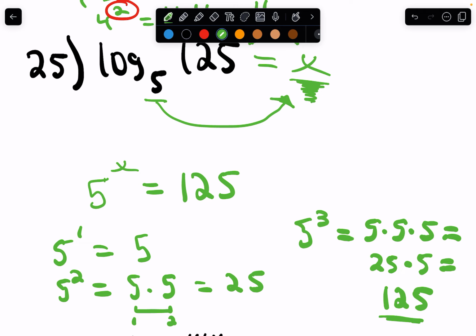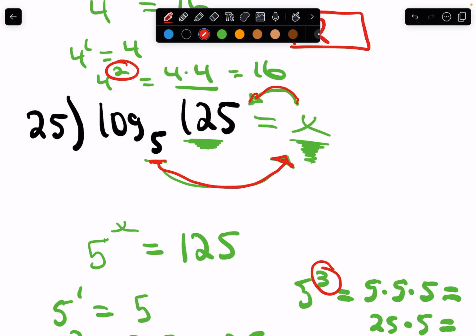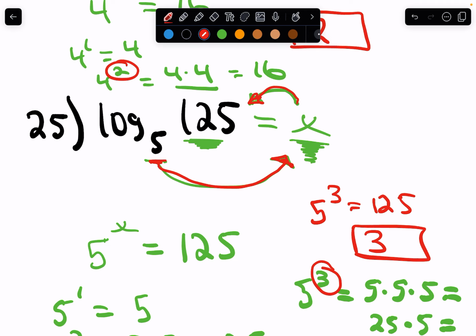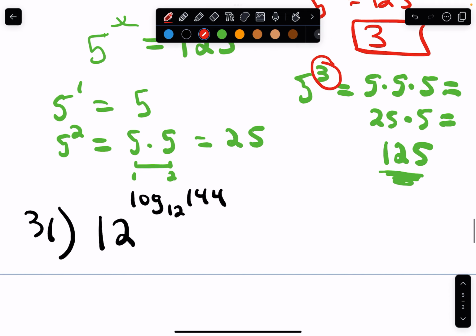So is 125 our answer? No, 125 is up here. 3 is our answer, because we were trying to find 5 to some power, which is now 3, which would give us 125. So we know 5 to the third equals 125. 3 would be our answer here.